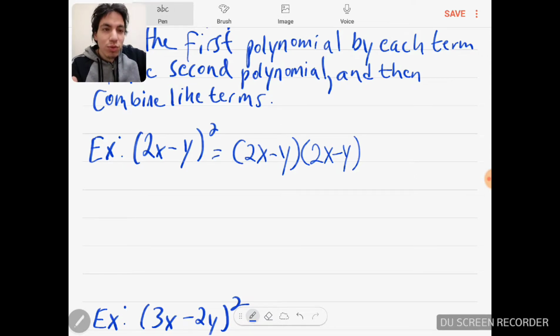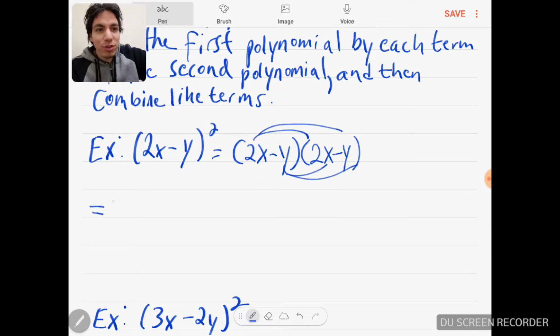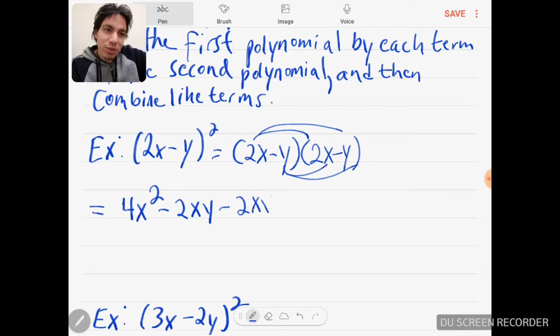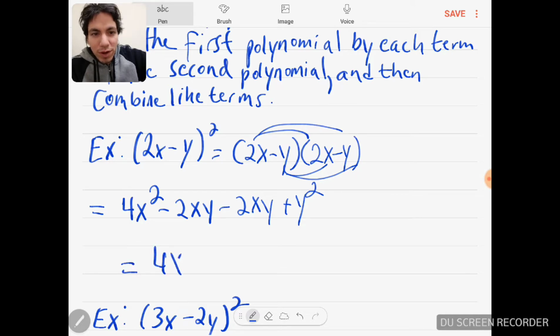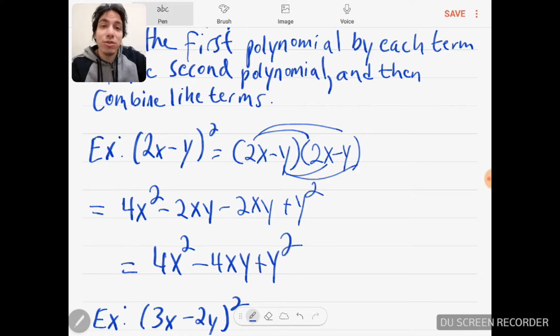If you remember the FOIL method, which we will cover in the next video, you multiply the first term with the first term, which is going to be 4x squared, and then the outer term is minus 2xy, and then the inner term minus 2xy, and then negative y times negative y will be positive y squared. And then you combine like terms. That's what the last step says. So you're left with 4x squared minus 4xy plus y squared as your final answer.